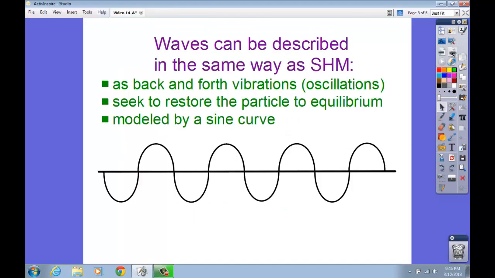As we start to look at waves, we can describe them in the same way that we have been describing simple harmonic motion, or pendulums and springs. They are in fact back and forth vibrations. We can also call those oscillations. They also seek to restore the particle to equilibrium, and we can model a wave by the familiar sine curve.